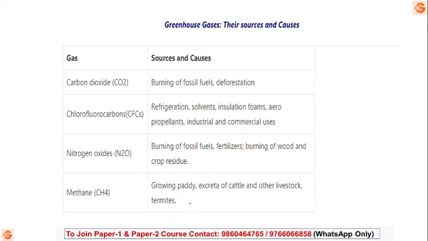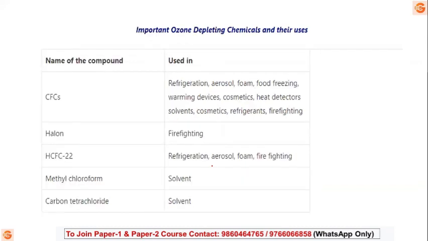Now, for the greenhouse gases, I have written the causes and sources. Many times the question is seen out of this. Carbon dioxide is from fossil fuels and deforestation. Chlorofluorocarbons are from refrigerators, insulation foams, aerosol cans, and industrial and commercial use. Nitrous oxide is from fossil fuel burning, fertilizer, and burning of food or crop residue. Methane is from growing paddy, cattle and livestock, or termites. You should remember the sources very well.